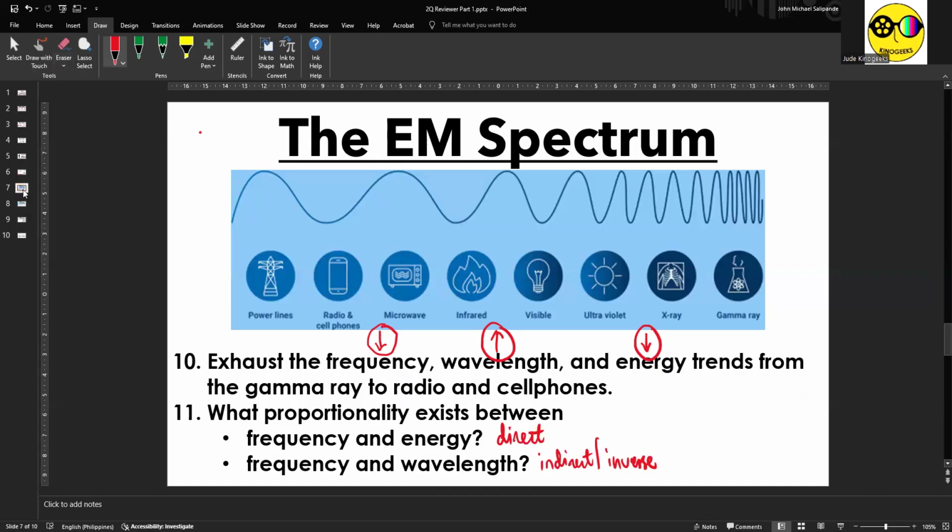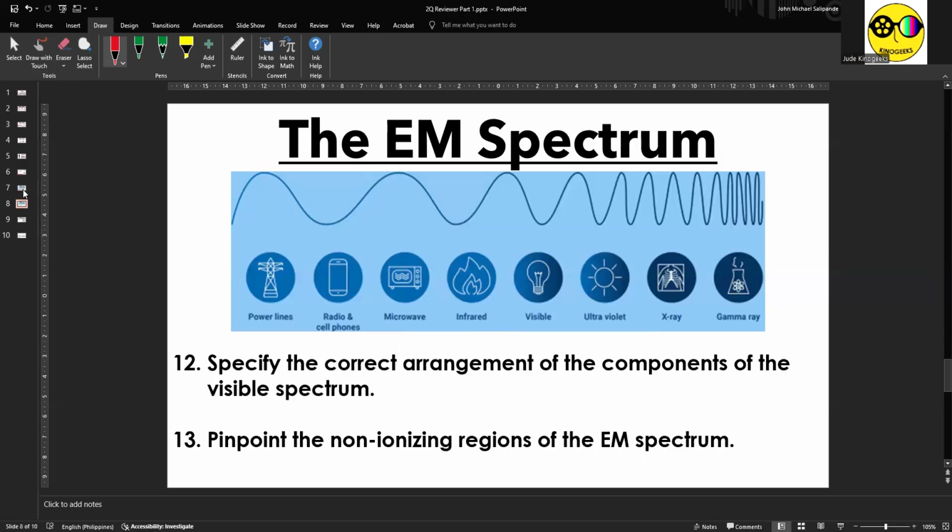Let's talk more about the electromagnetic spectrum. So number 12, specify the correct arrangement of the components of the visible spectrum. I just realized that second quarter is split into two parts, no? Electromagnetic spectrum as a wide array of spectrum from radio to gamma. And the second part will just be focused on visible light, specifically optics on mirrors and lenses.